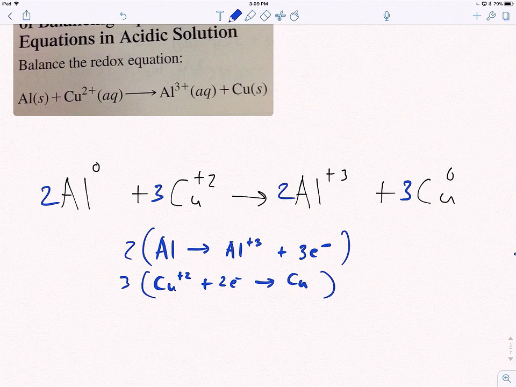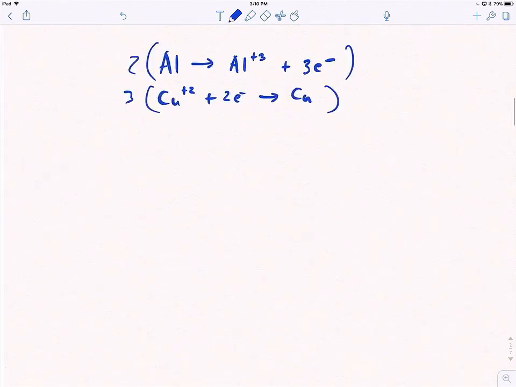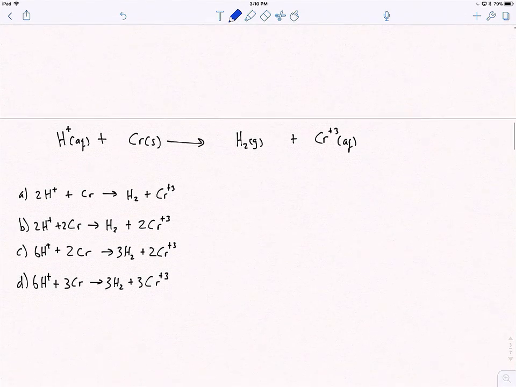So what would we do? We assigned oxidation states, wrote the half reactions to see where the electrons were going, and then we balanced the half reactions for the total number of electrons. In this case, there's 6 moles of electrons being transferred. And since there's no oxygens or hydrogens, we're done. So questions with this so far? Okay.